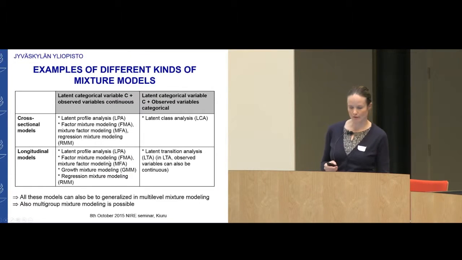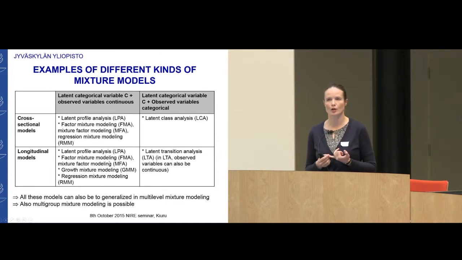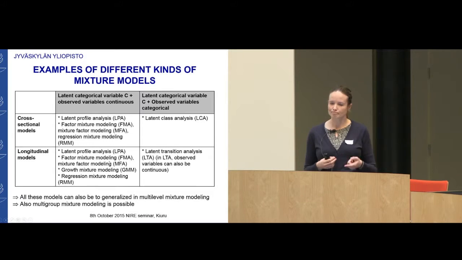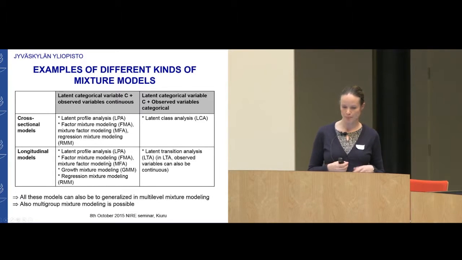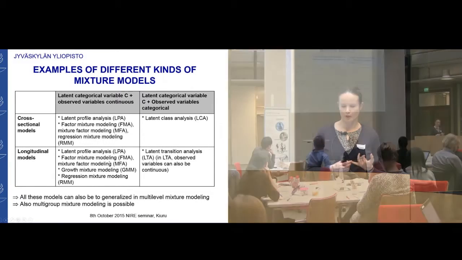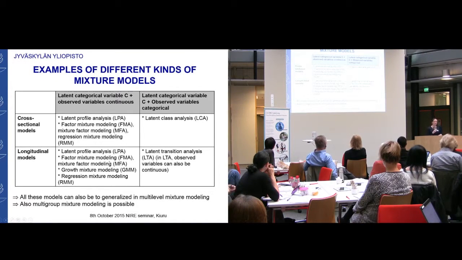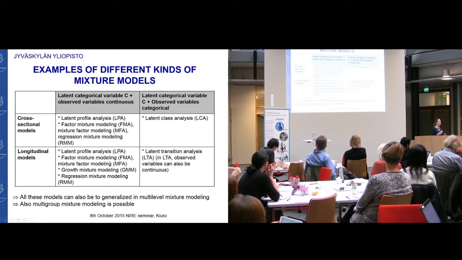And well, one thing is also that all these models can be generalized in multi-level mixture modeling. The empirical example that I will present you will be a multi-level kind of example. And also multi-group mixture modeling is possible, like whether these similar kinds of subgroups are found, for example, among girls and boys, and whether prevalence of these subgroups is the same across the groups of interest.